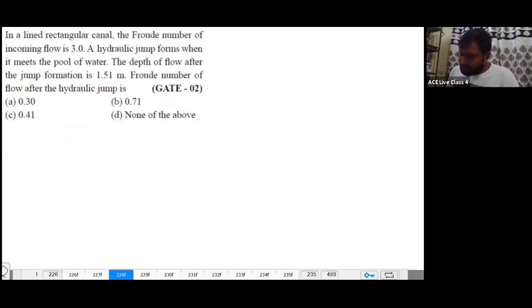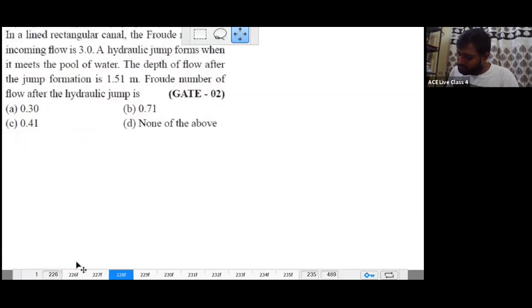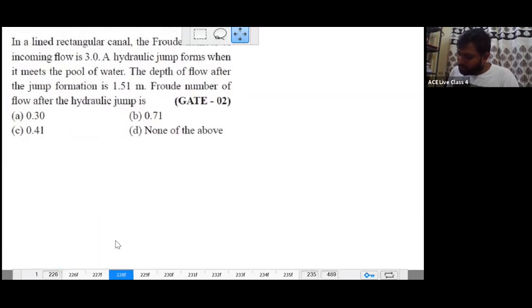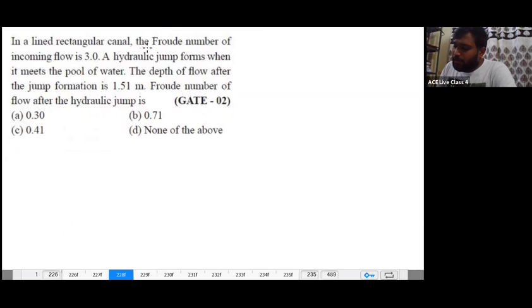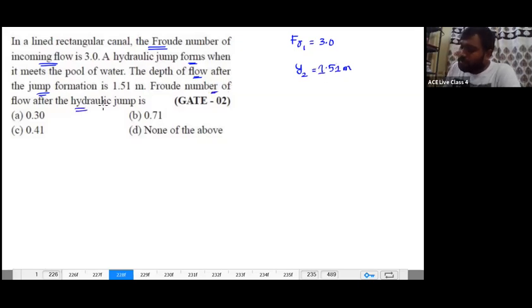Now you see there is also one more question. This is a previous GATE question. In a rectangular channel, the Froude number of the incoming flow, see whenever the Froude number is more than 1, that is nothing but the supercritical flow. Hydraulic jump forms when it meets the pool of water. The depth of flow after the jump formation is 1.51 meters.